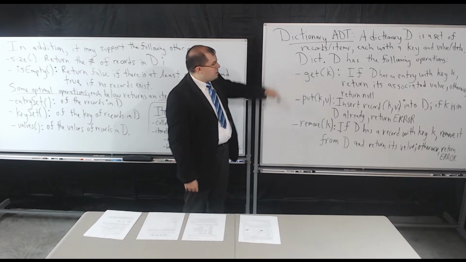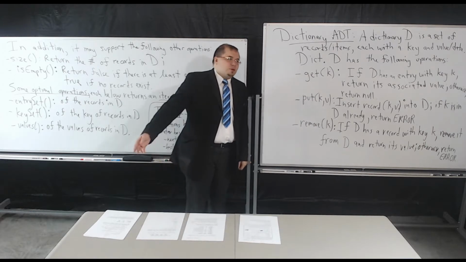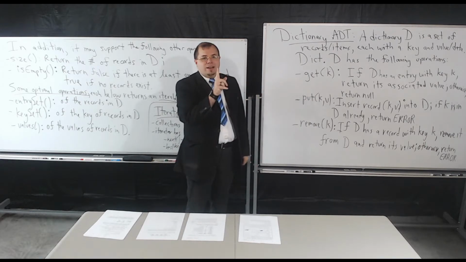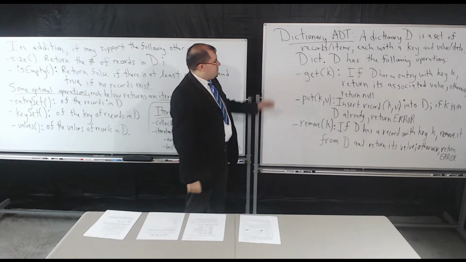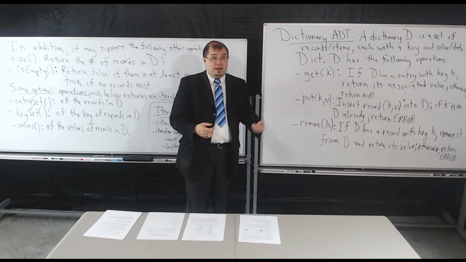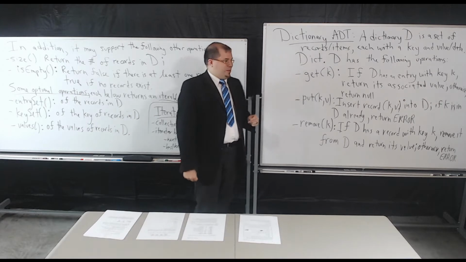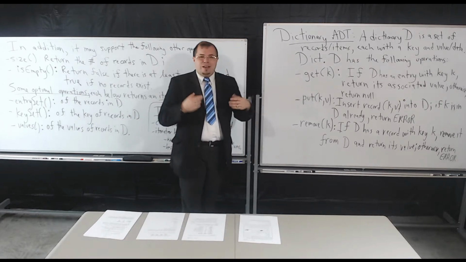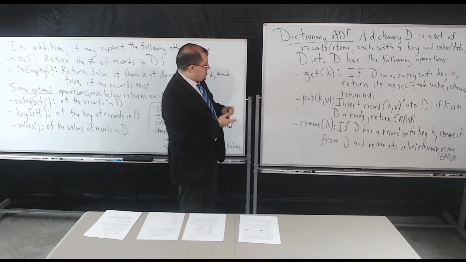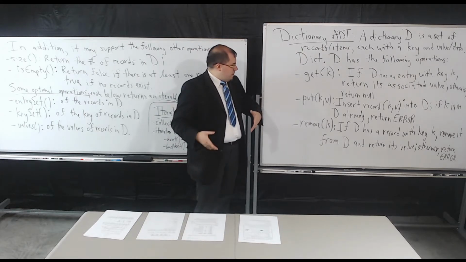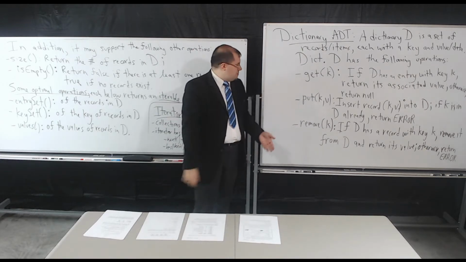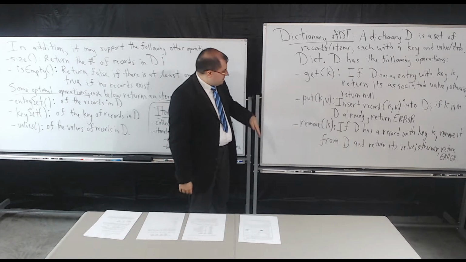First, if you give it a key, it returns the record's data given that key. If it exists, it will give you back the data of that corresponding record. If it doesn't exist, simply return null. Then I give you a key and some value or data, and I create a record and put it into D.